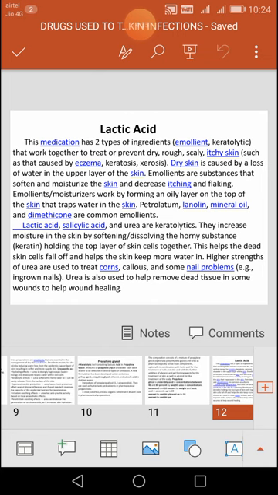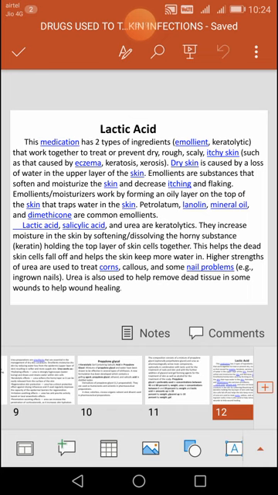This medication has two types of ingredients, emollients and keratolytics, that work together to treat or prevent dry, rough, scaly, itchy skin, such as that caused by eczema, keratosis or xerosis. This dry skin is caused by a loss of water in the upper layers of the skin. Emollients are substances that soften and moisturize the skin and decrease itching and flaking. They work by forming an oily layer on top of the skin that traps water in the skin.